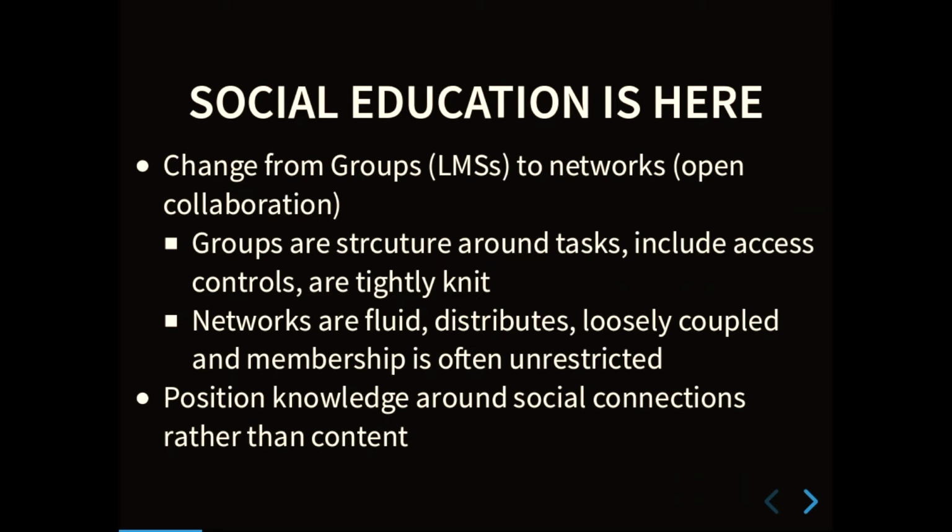We wanted to change from groups in the learning management system, so groups of students, to actually networks where you can have more open collaboration. We wanted to foster that. So groups are structured around tasks, which might be completing an assignment or something, and they include access controls and they're tightly knit. So it would normally be a group of students in a course in the context of an LMS, whereas networks are fluid. They're distributed, loosely coupled, and membership is often unrestricted, so you can interact with people that aren't perhaps at your university much wider afield and share your knowledge more easily. We wanted to position knowledge around social connections rather than content.